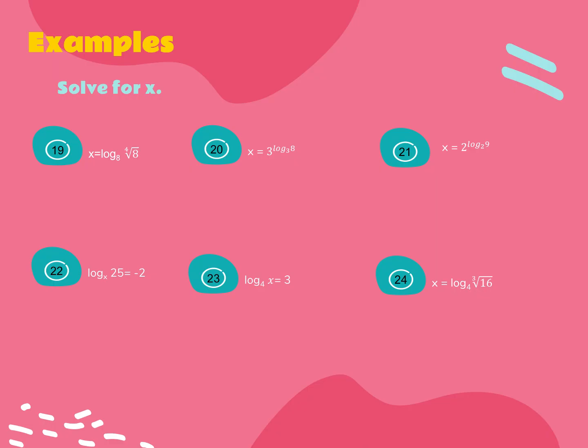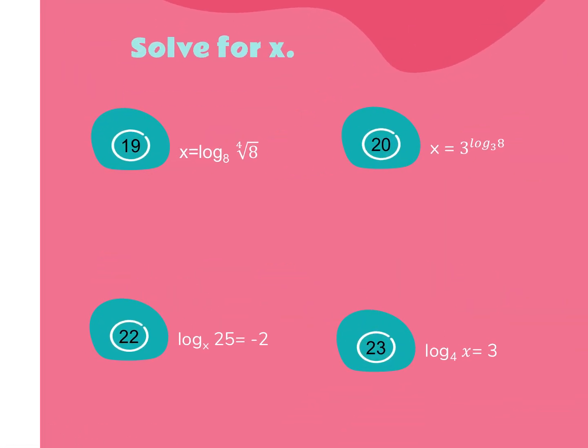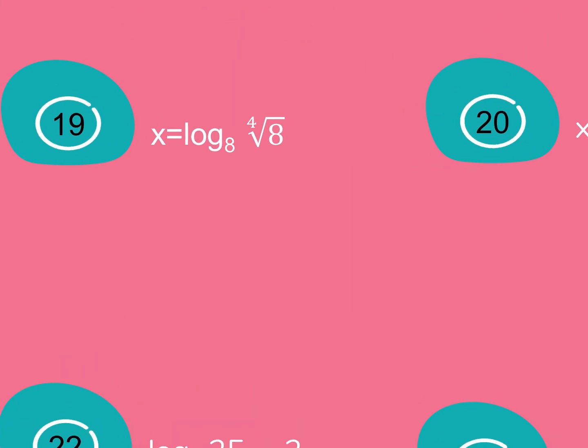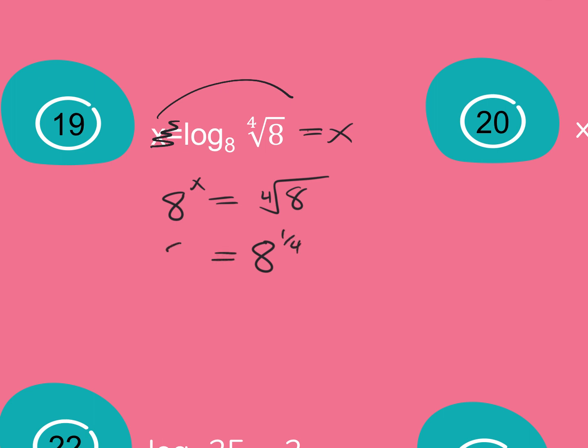All right, so for number 19, same thing. Now, notice this time they have x equals in the front. So if you prefer to put the equals x in the back, you can. So this is going to be base is 8 to the x power is equal to the 4th root of 8. Again, I need to make the bases the same. So I'm going to change this to 8 to the 1/4. And now the bases are the same. Get rid of the 8's, and x equals 1/4.